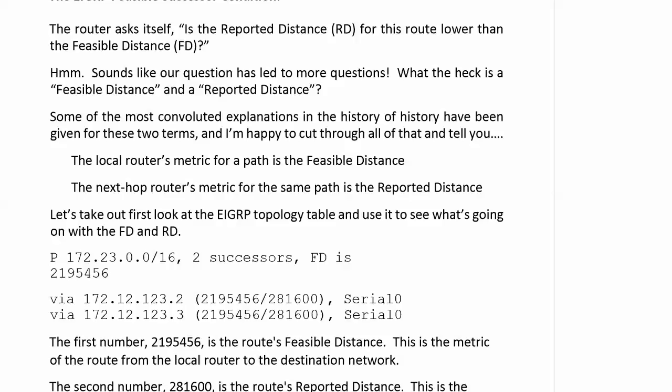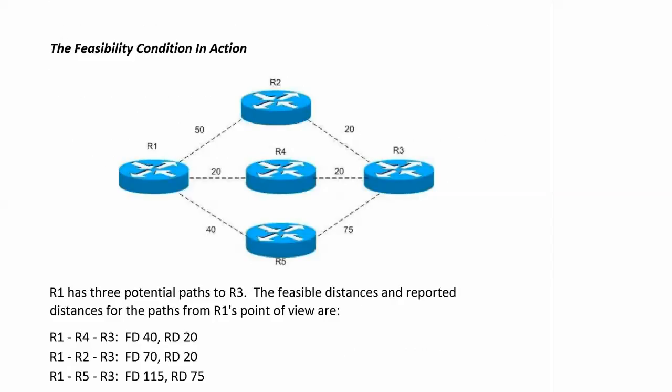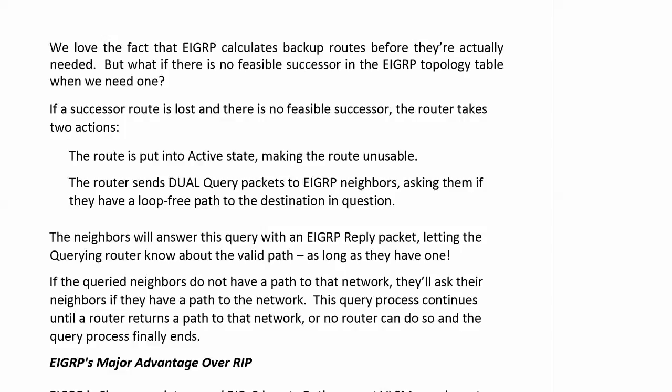Now, if things go smoothly, the route stays active for such a little amount of time that you can go a long time without even seeing the letter A here, because it's just that fast. If it stays active, it's what we call SIA, stuck in active, and that's a topic for another day because that is a tough nut to crack at times. But that's the difference there between the P and the A in the topology table.